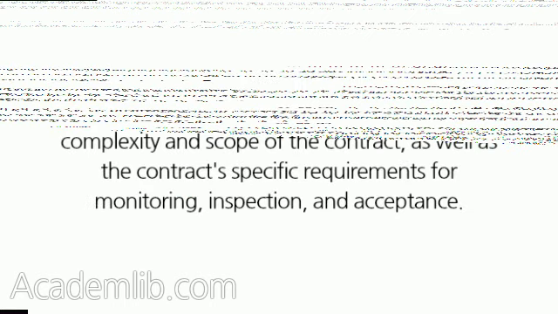3. Determine the techniques to be used for monitoring the contract. Contract monitoring is a typical function delegated to CORs. The level of effort that will be necessary for monitoring and the monitoring technique that will be used should be addressed in the COR work plan. The appropriate type of effort depends on the complexity and scope of the contract, as well as the contract's specific requirements for monitoring, inspection, and acceptance.